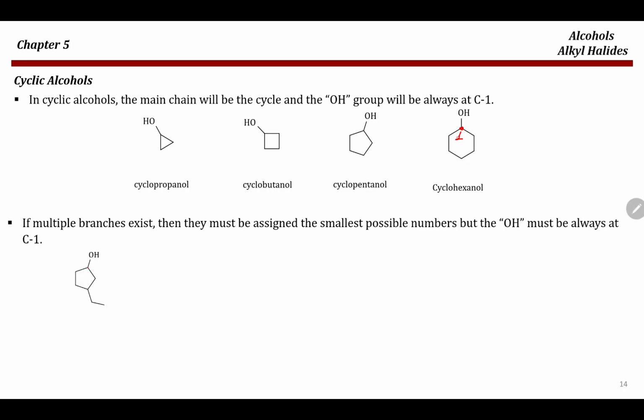So for example, in this case here, this is going to be 1, so this is 2, this is 3. If you count from the other side, there's going to be 1, 2, 3, 4, which is definitely incorrect. So this is a correct numbering, and that's why the correct name will be, in this case, 3-ethylcyclopentanol.